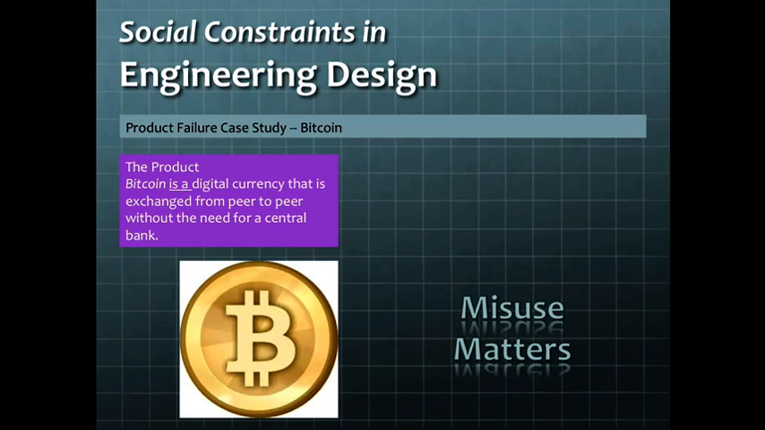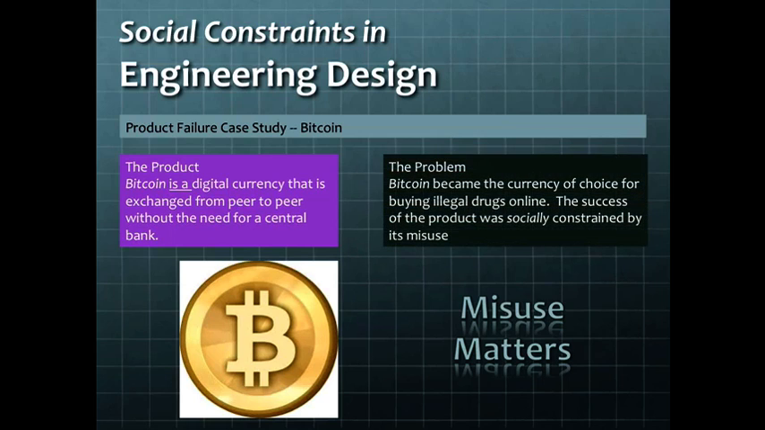So what happened? Well, Bitcoin is still around, but it has run into obstacles related to its misuse. For example, Bitcoin has emerged as the currency of choice in the marketing and sales of illegal drugs online. And this misuse of an otherwise promising technology has drastically limited its success. Misuse of a technology is a difficult social constraint to anticipate, but is nevertheless one that can hamper or even lead to the downfall of many a high-tech product.